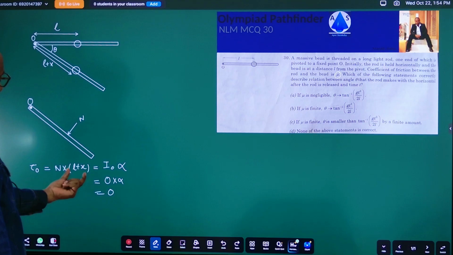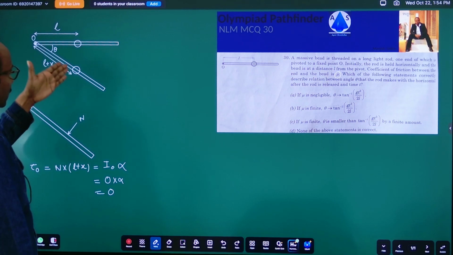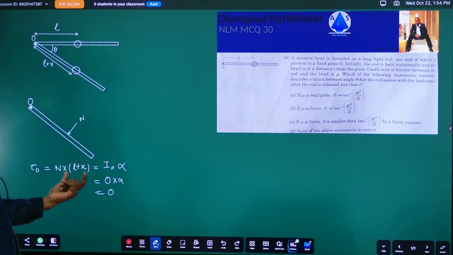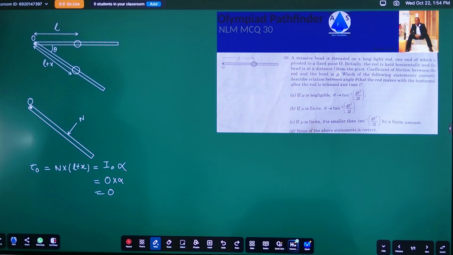L plus X cannot be 0 because it's a distance. And gravitational pull is working on the bead, so it will definitely move downwards. So L plus X will not be 0, it's a distance. So for this equation to be satisfied, your N should be 0.